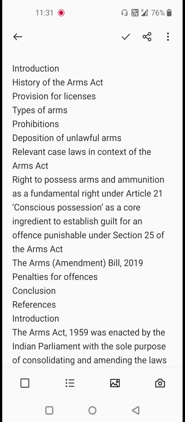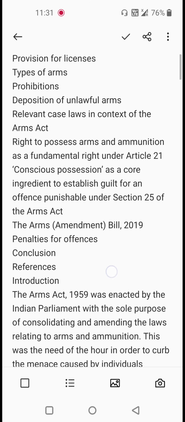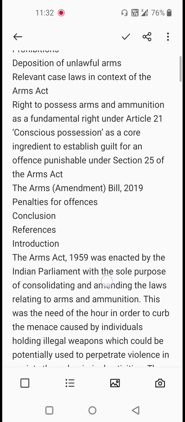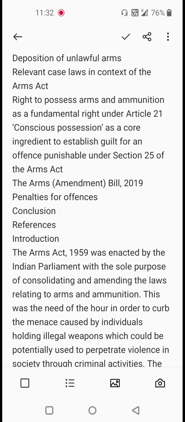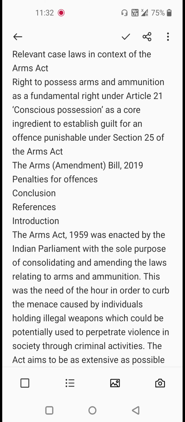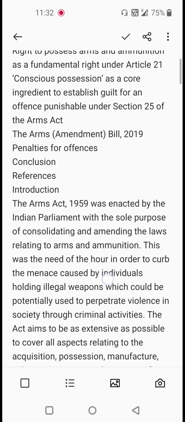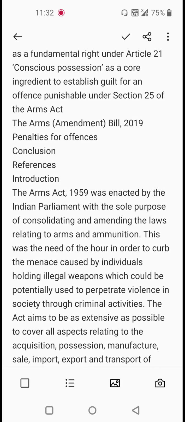I'm going to read it through the various headings: introduction, history of the Arms Act, provisions of licenses, types of arms, prohibitions, disposition of unlawful arms, relevant cases, laws in the context of the Arms Act. Right to possess arms and ammunition as a fundamental right under Article 29. Conscious possession as a core ingredient to establish guilt for an offense punishable under Section 25 of the Arms Act.